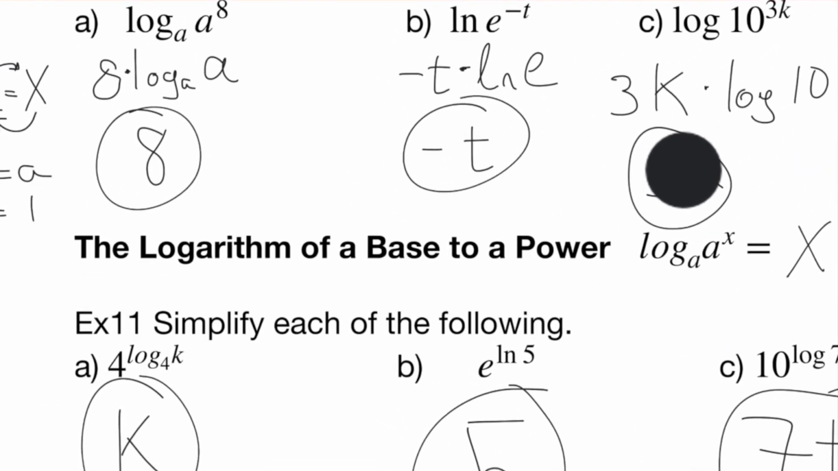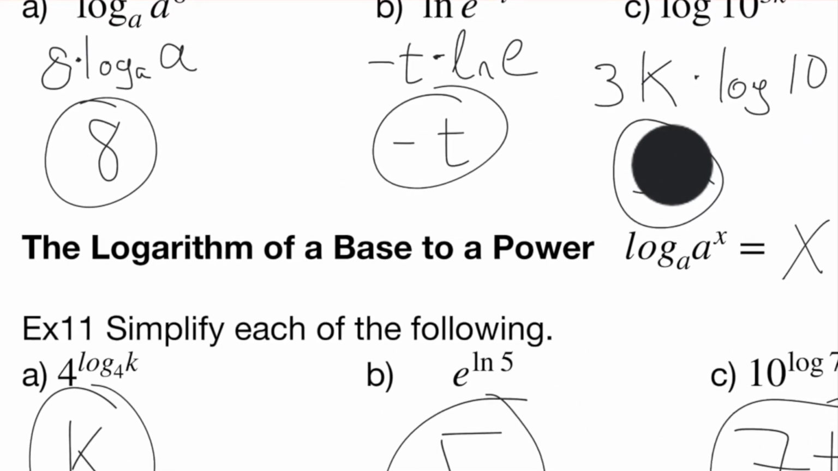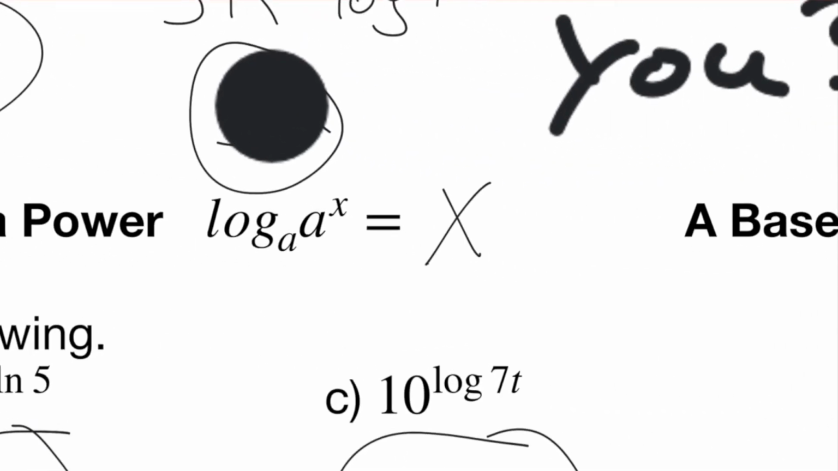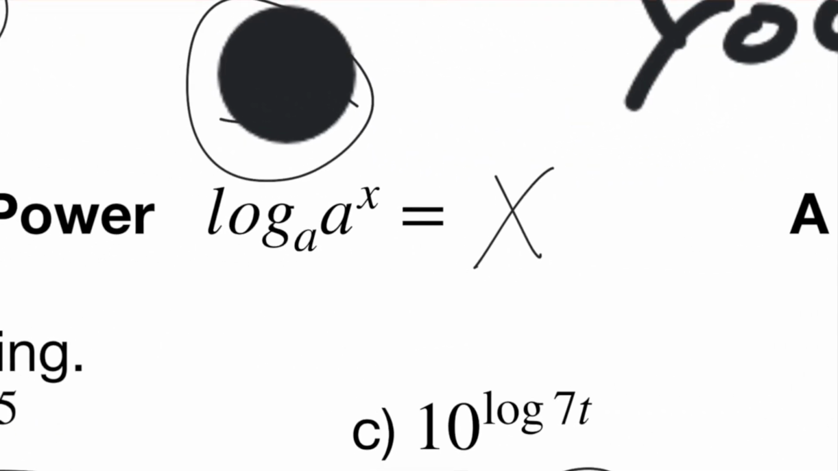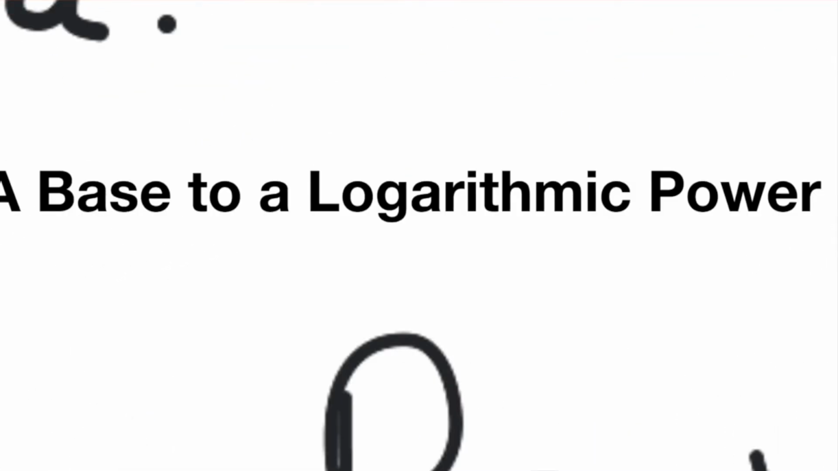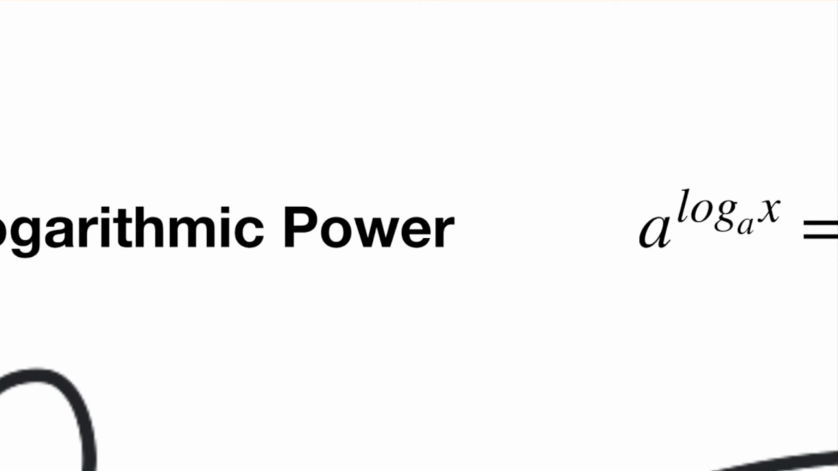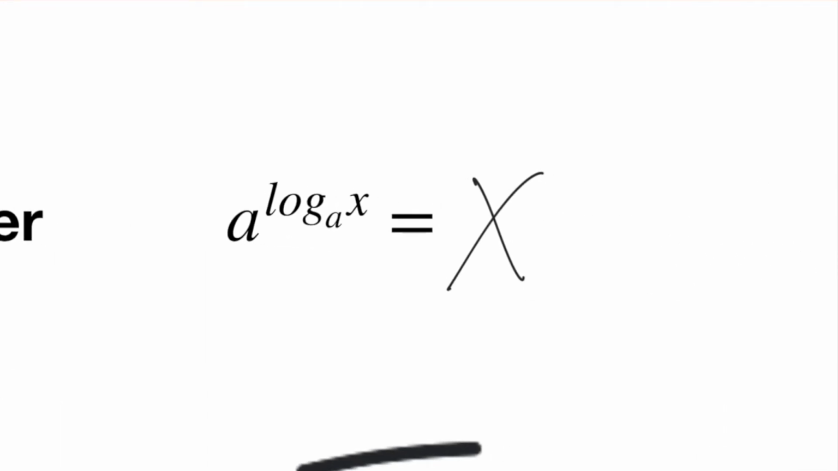We can summarize our findings like this. The logarithm of a base to a power, so log of base a of a to the x: these are going to cancel out, just like we saw in the previous two or three examples. These cancel out, and you're just left with x. A base to a logarithmic power, same thing. If you have a log in the exponent of base a, these two ideas are going to cancel out, and you're just left with x.